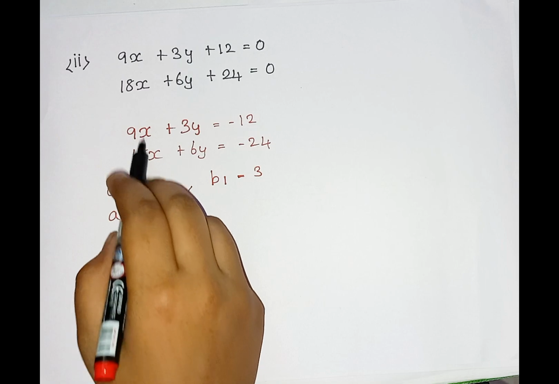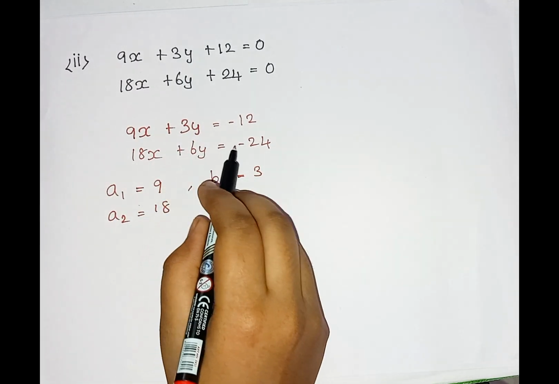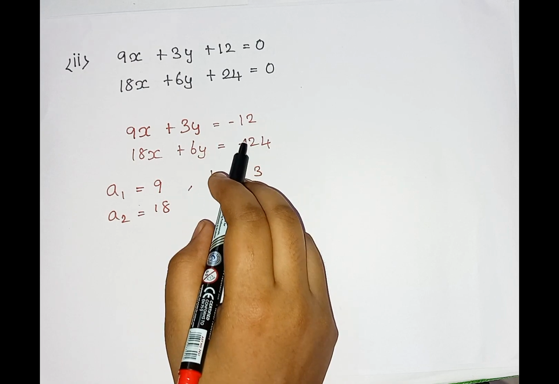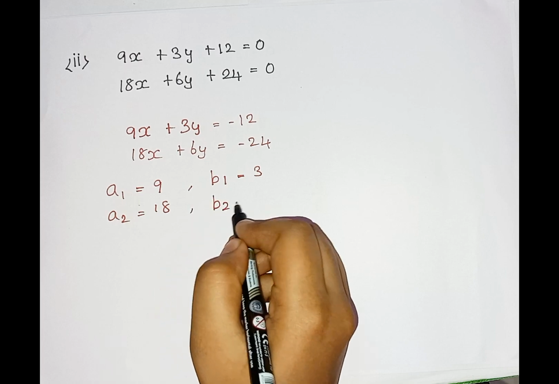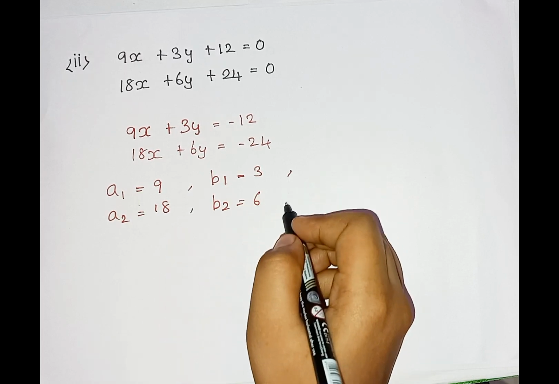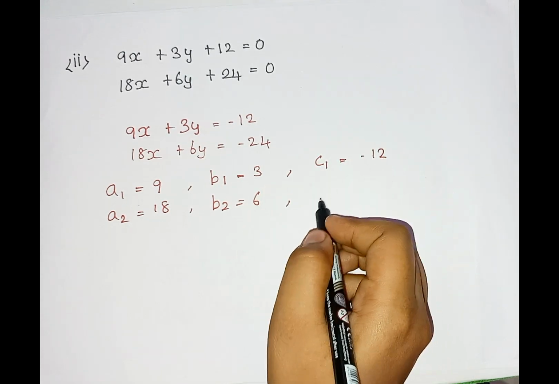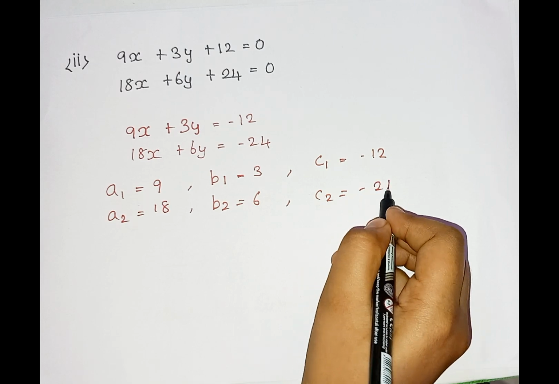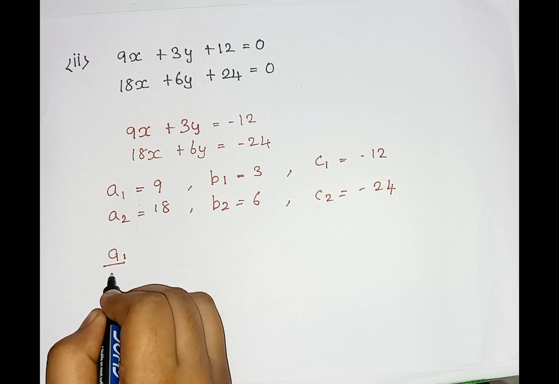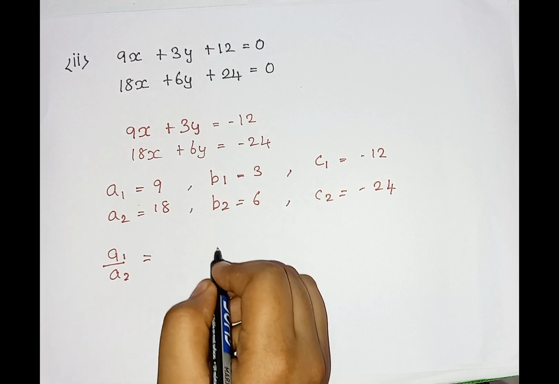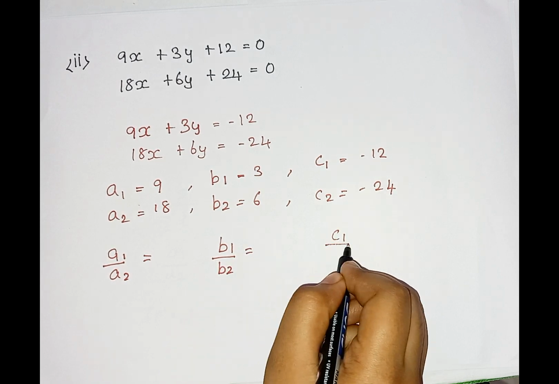So here now these both values we take it as a values. Okay, so the second values we take it as b values and the last term is c values. Okay, so a b c. Okay, like that, and then b2 value is 6, and c1 value is minus 12 and c2 value is minus 24. Okay, so now we can write, right? a1 divided by a2 is equal to b1 divided by b2 is equal to c1 divided by c2.